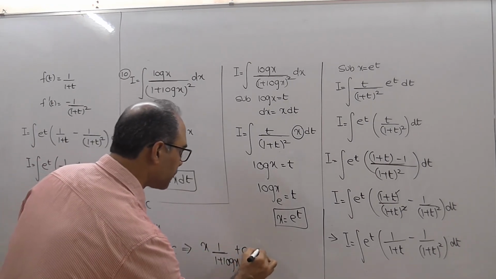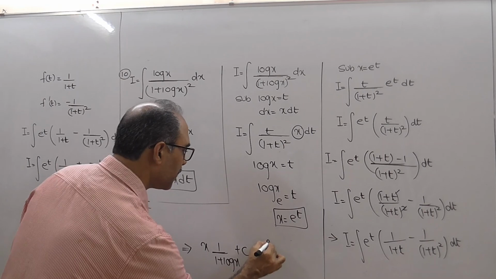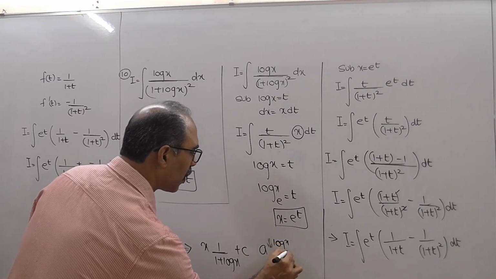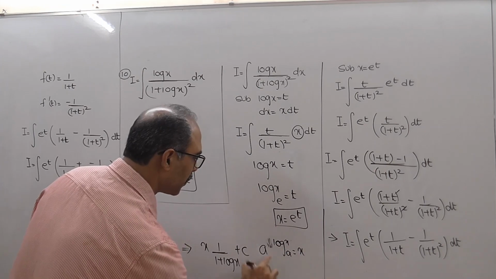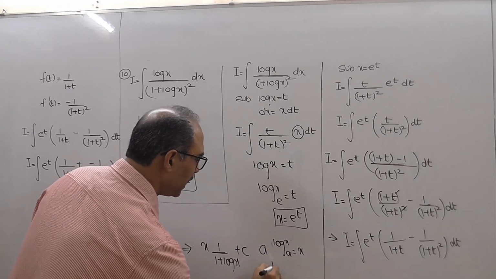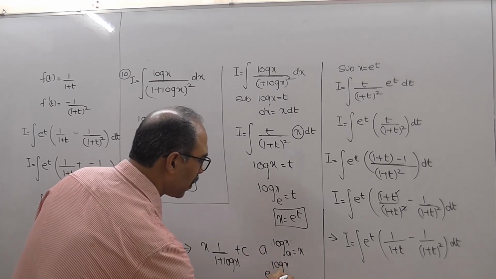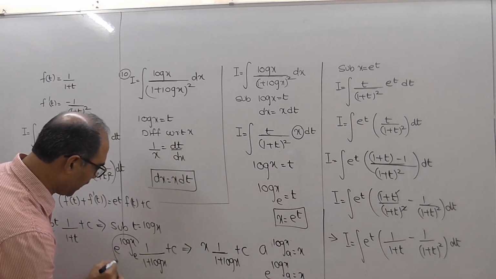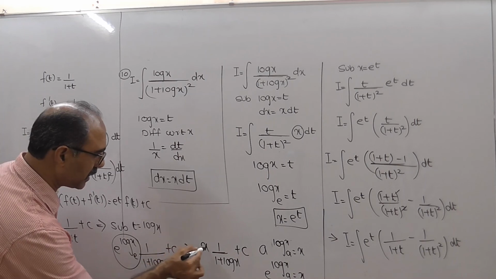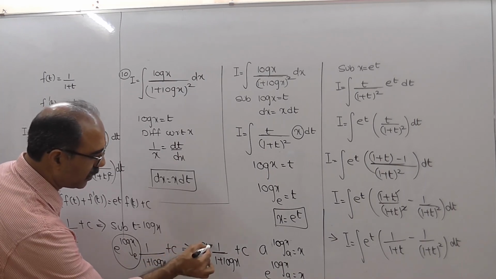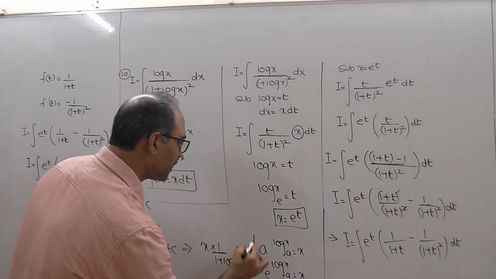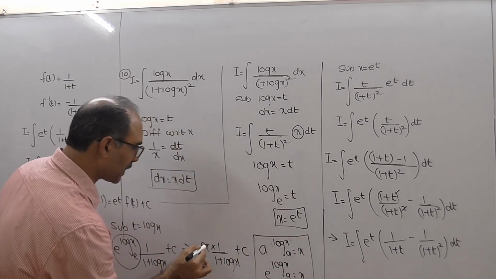The reason is, there is a formula which says that a to the power log of x to the base a is equal to x, then e power log x to the base e is also equal to x. So the answer is x into 1 upon 1 plus log x, that is the final answer. This is the reasoning for having got this x. Okay.